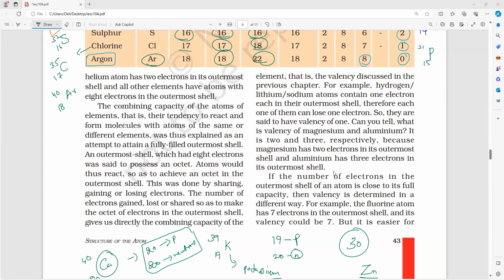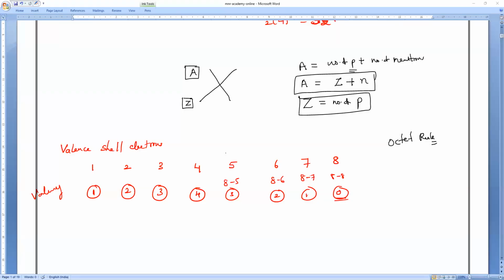Octet rule: the outermost shell has 8 electrons. Please learn it; you have to go through this and make it. Now, the maximum combining capacity of an element, of an atom, is what we call valency. That is what we used to say.